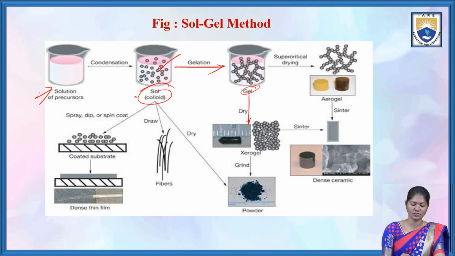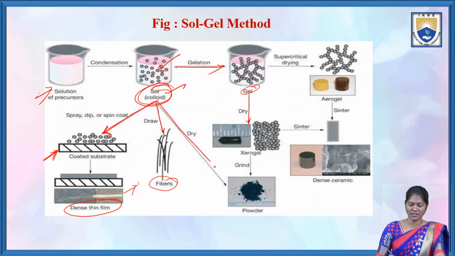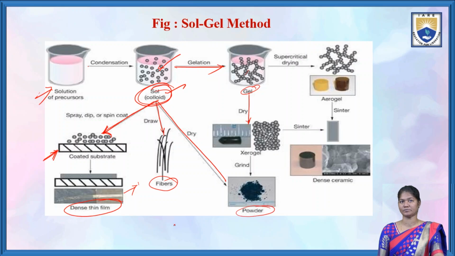Here the sol can be sprayed on the substrate. This is the substrate. The sol is sprayed on it like a coat, so that after drying we can get a dense thin film. In another way, we can get fibers, and on the other side, if we dry this, we can get a fine powder of nanoparticles.